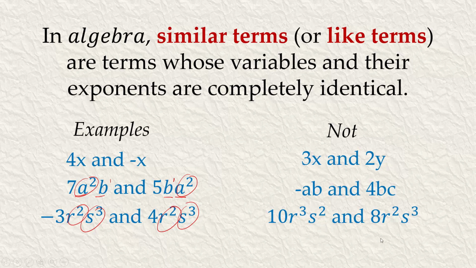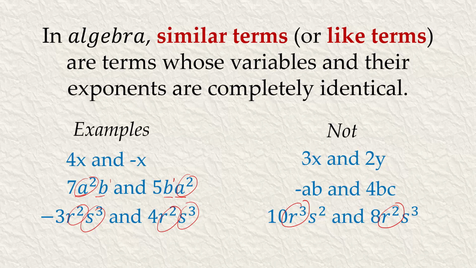Let's go to the last example. Here the variables are the same, r and s, rs. But look at the exponents now. This is r raised to 3 and then r squared. So the exponents are not identical. There you go. They are not considered similar terms.